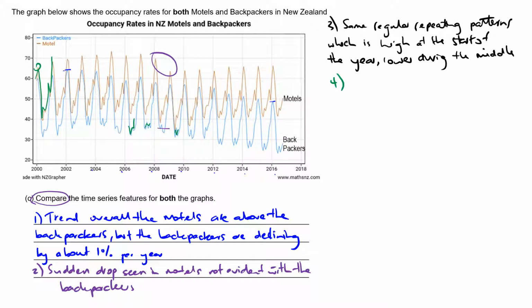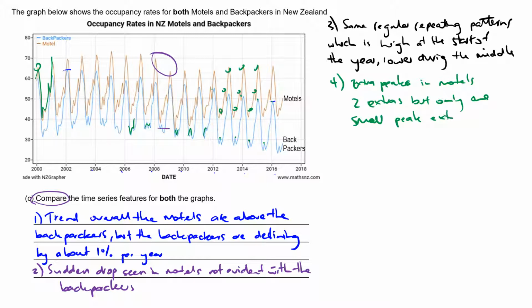I mean, there's another peak there, but so there's only 2 peaks in the backpackers, 1, 2, 1, 2, as opposed to the motels, where there's 1, 2, 3, 1, 2, 3. So there are extra peaks in motels, but only one small extra peak for backpackers.